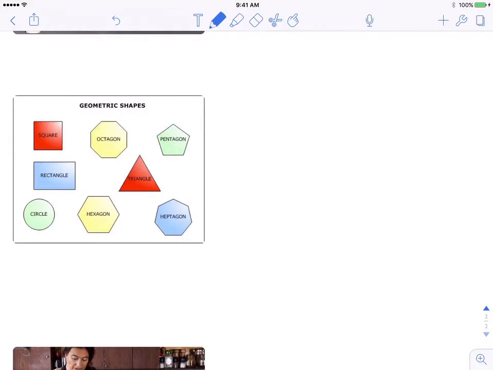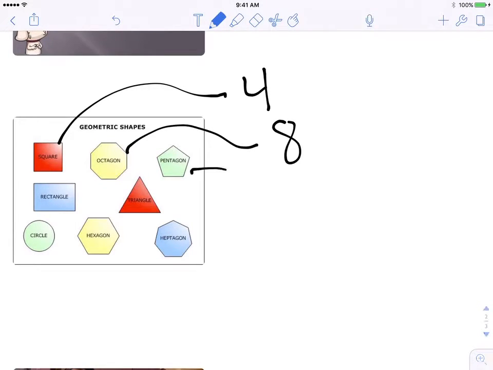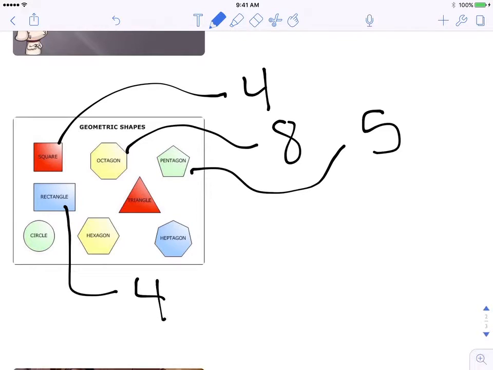We learned these a while back, geometric shapes. We have to know how many sides each one has to be able to categorize them. If we don't know how many sides they have, then we won't know what the shape is. So, for example, the square has how many sides? 4. The octagon has how many sides? 8. The pentagon has how many sides? 5. The rectangle? 4. The hexagon? 6. The heptagon? 7.